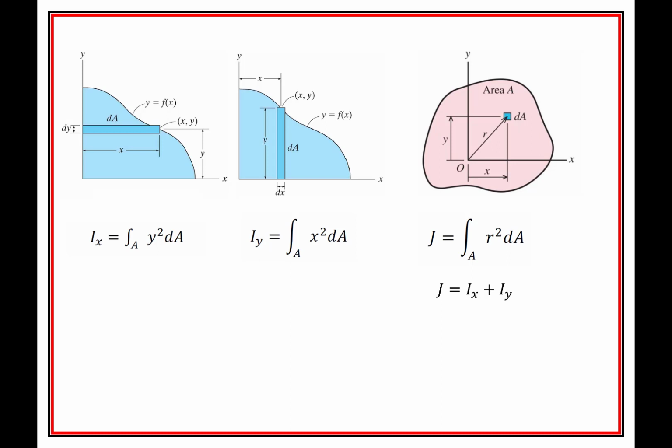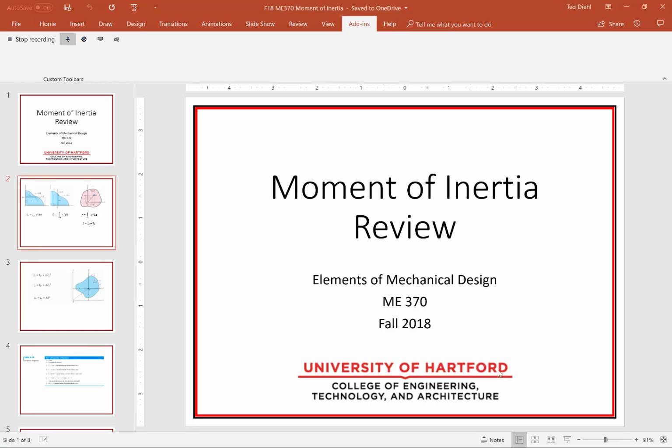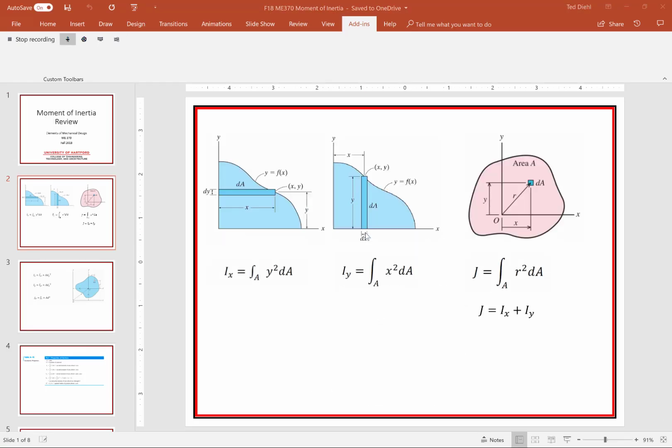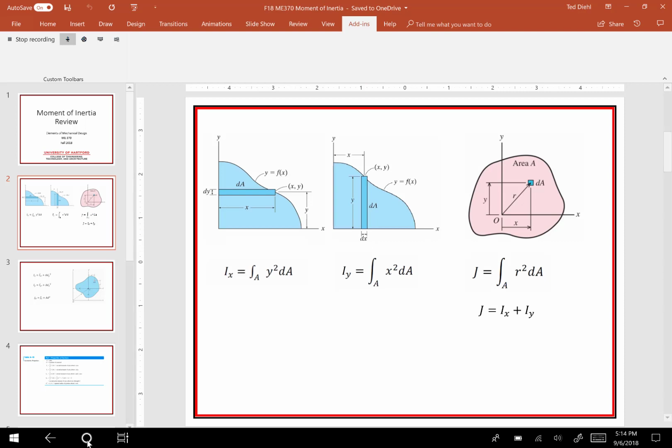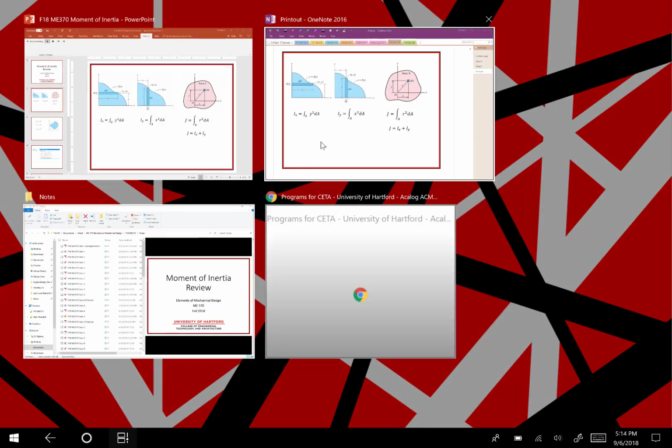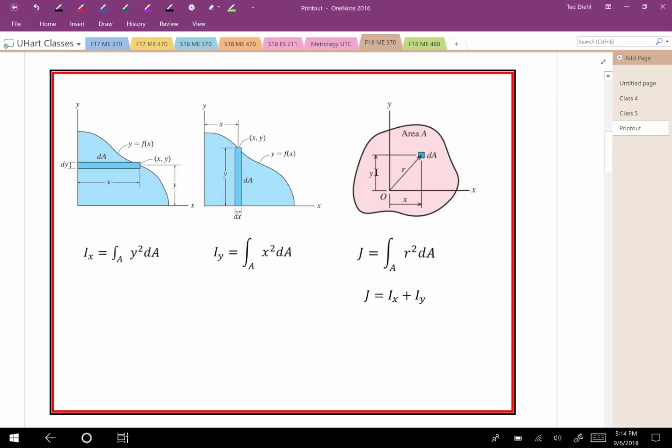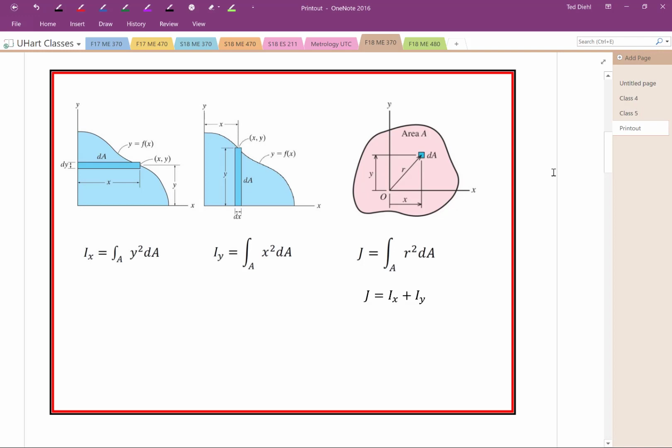We use it in the beam bending stress formula, MC over I. That I that we have is going to be for area moment of inertia. Okay, so I'm going to continue recording here, and I'm going to switch over to OneNote because it's easier to write. I want to minimize this thing over to the right.